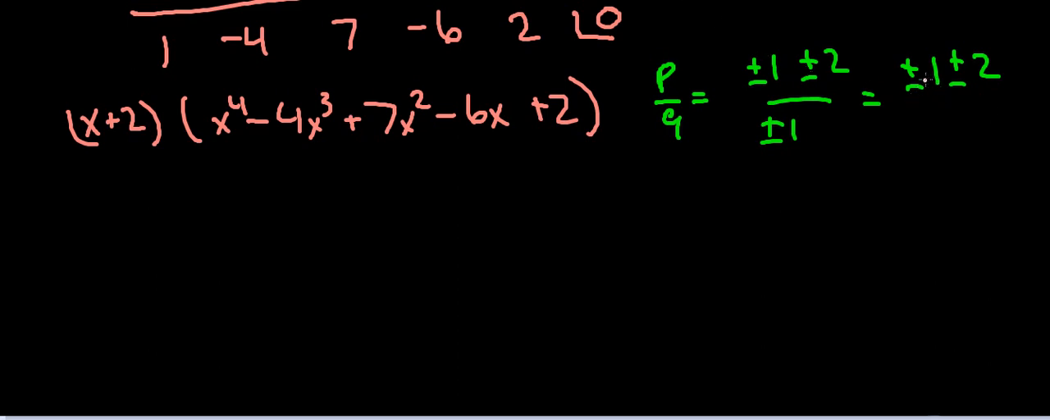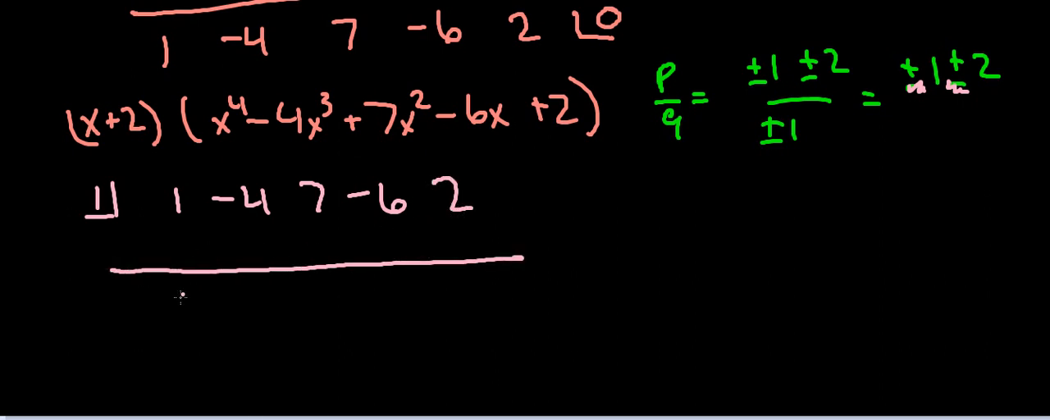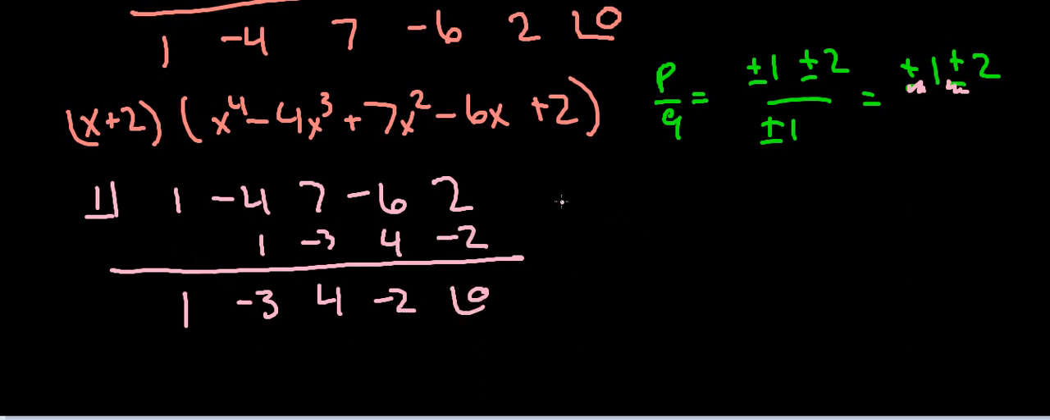All we have to do now is just test for positive 1 and positive 2 since we already have the negatives. So let's test for positive 1. So we have 1, minus 4, 7, minus 6, and 2. 1 times 1 is 1, minus 3. 1 times minus 3 is minus 3. This gives us positive 4. 1 times 4 is 4, which gives us minus 2. 1 times minus 2 is minus 2, and this gives us 0. So 1 is also a zero.